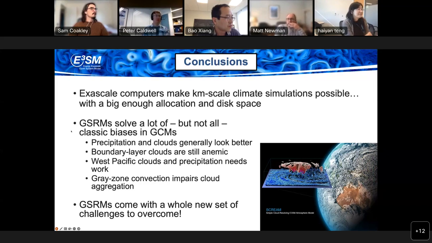We have a paper in review right now where we've done simulations of the 2012 derecho. It's a particular event where we did the simulations with WRF, we did them with SCREAM, and I really think that SCREAM looks a lot better than WRF in that case. So at least in that one case, yes.